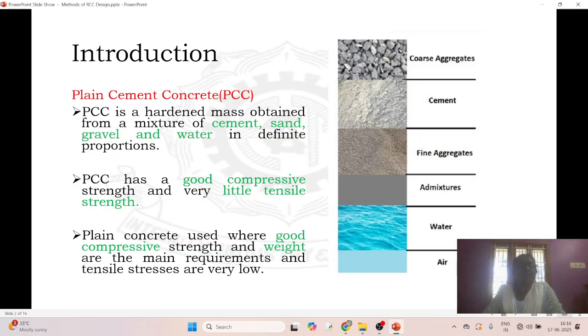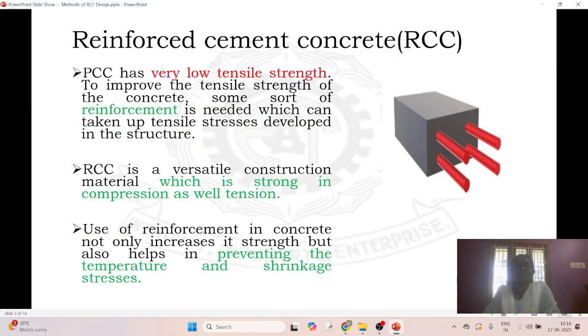Plain cement concrete is used where good compressive strength and weight are the main requirement. In these situations only plain cement concrete is preferred.